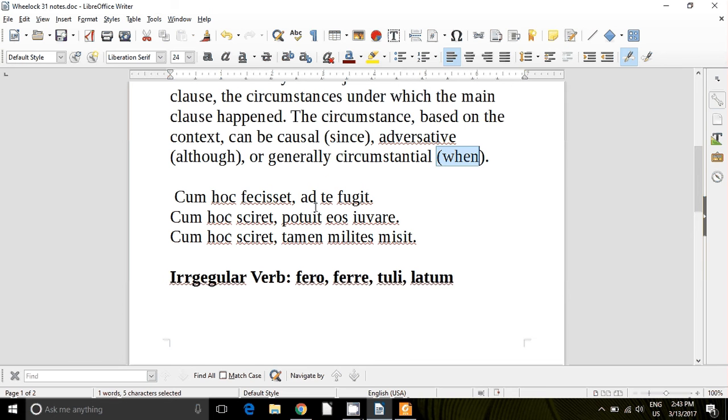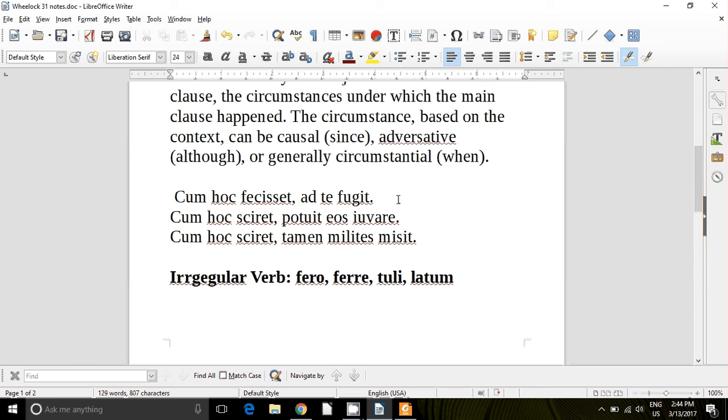Cum hoc fecisset, ad te fugit. So fecisset is a pluperfect subjunctive. I have the perfect infinitive with a personal ending on it. So that's what we just learned in chapter 30. That's the pluperfect subjunctive. So hoc fecisset is he had done this. So it could be when he had done this, since he had done this, although he had done this, ad te fugit. He fled to you.